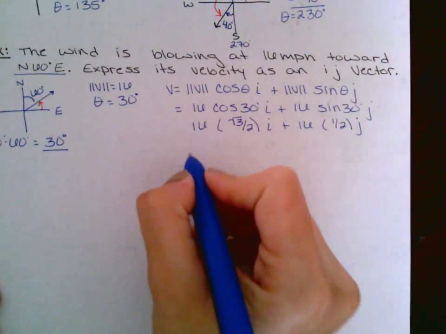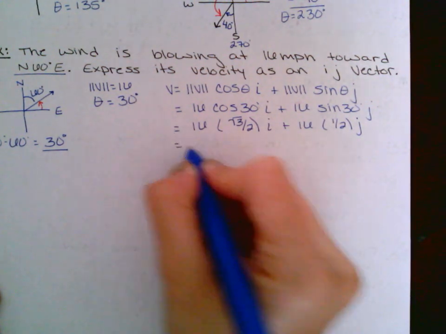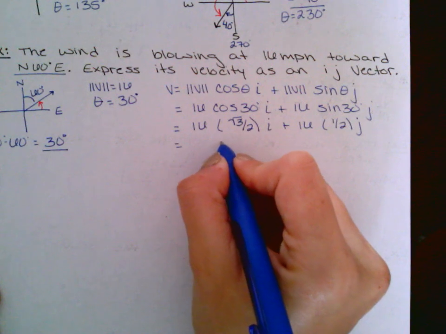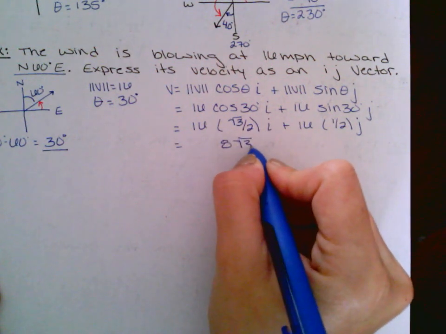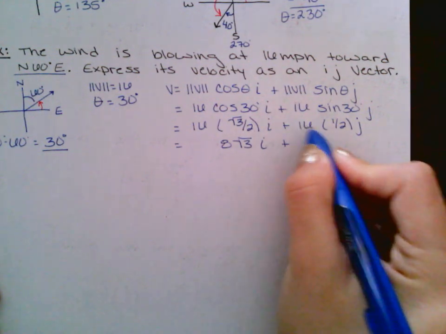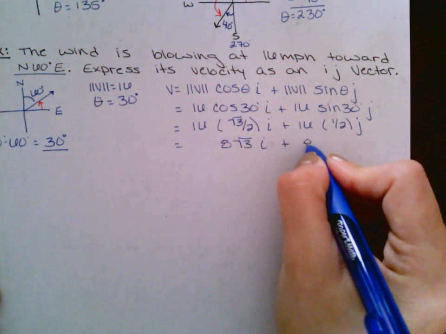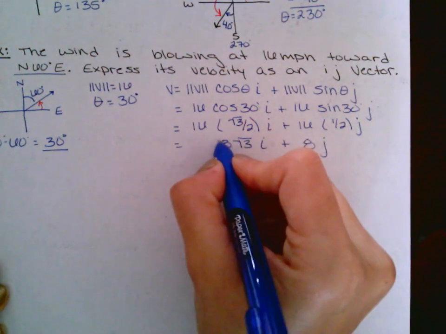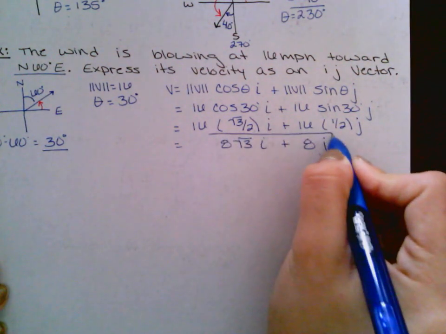Okay, so my vector and my final answer is 8 square root of 3 i. All I did was reduce the 16 with a 2. Plus, I'm going to reduce the 16 and the 2 again, and it is 8j. And that is your final answer.